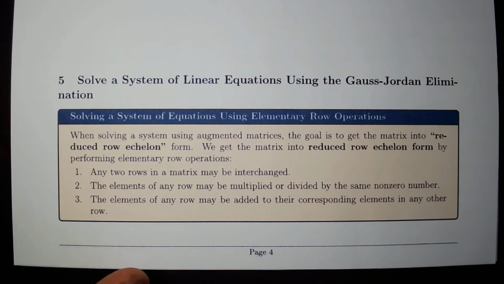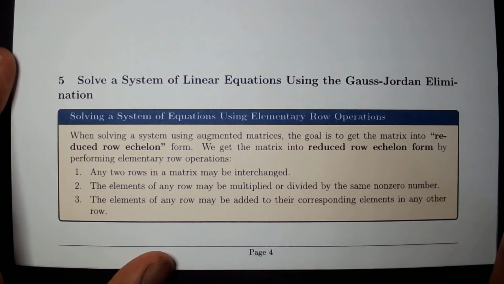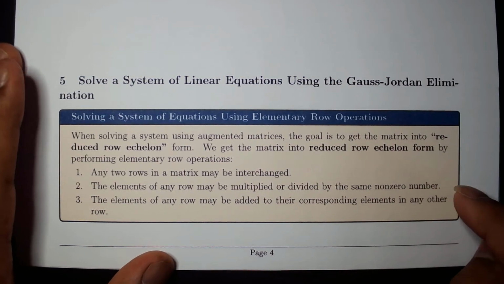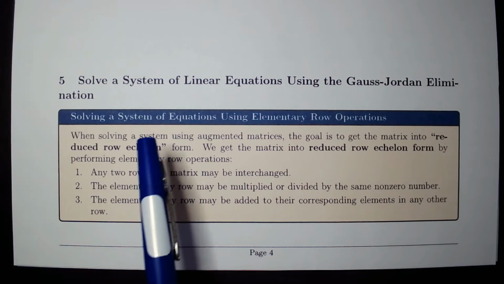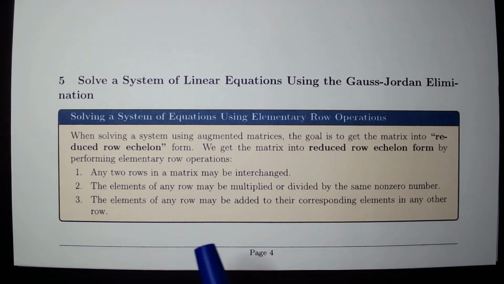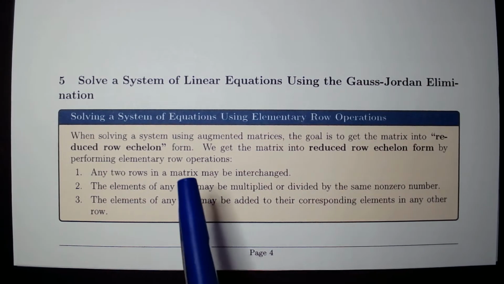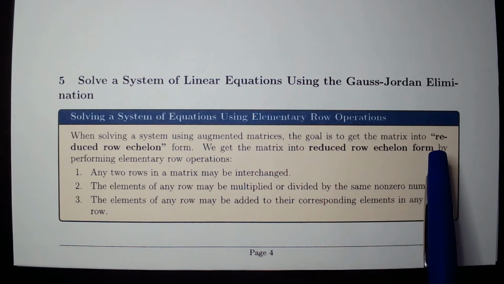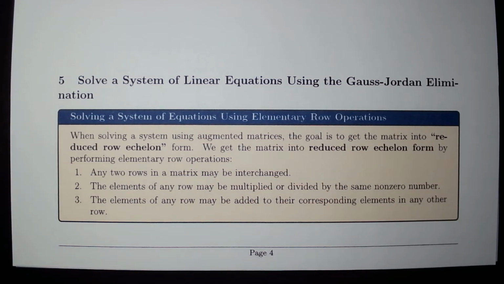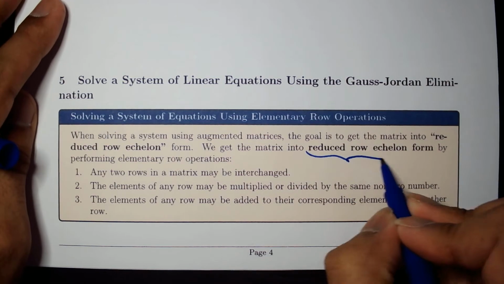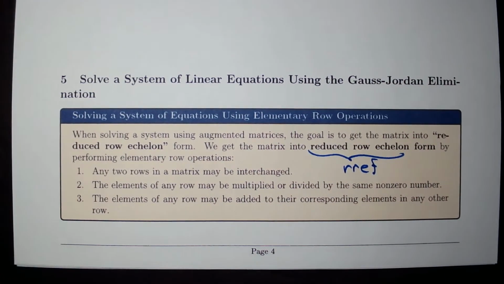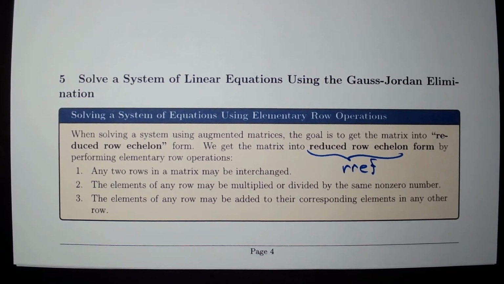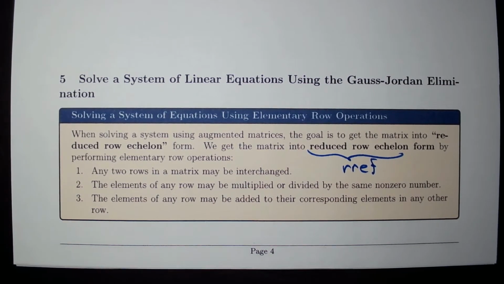To solve a system of equations using matrices, but rather than using the calculator as in the previous examples, we are going to do it by hand by turning our matrix into reduced row echelon form, or for short, RREF, which is what we did in the graphing calculator. That's what it means. So in this case, we're going to do a few operations on matrices.